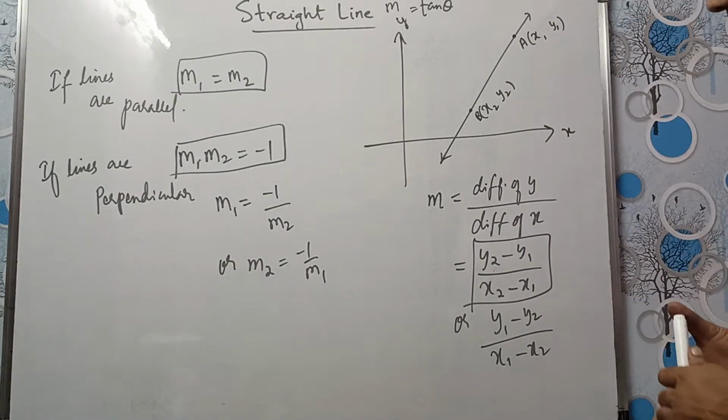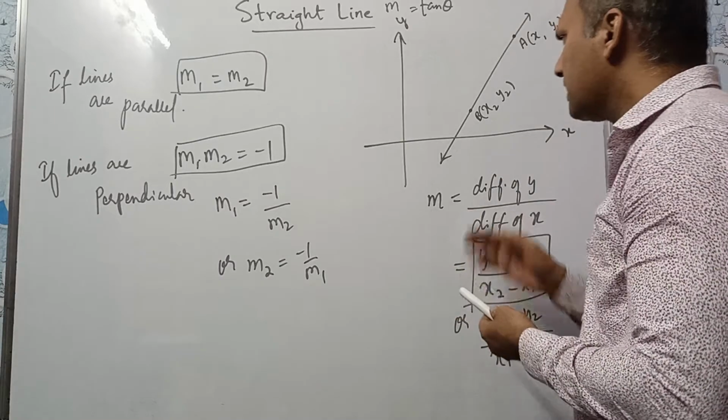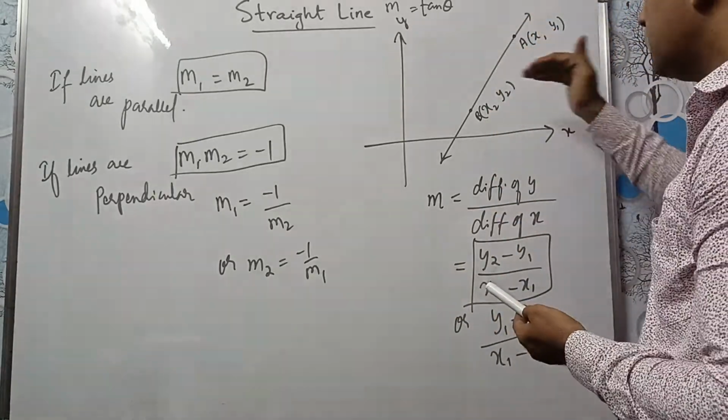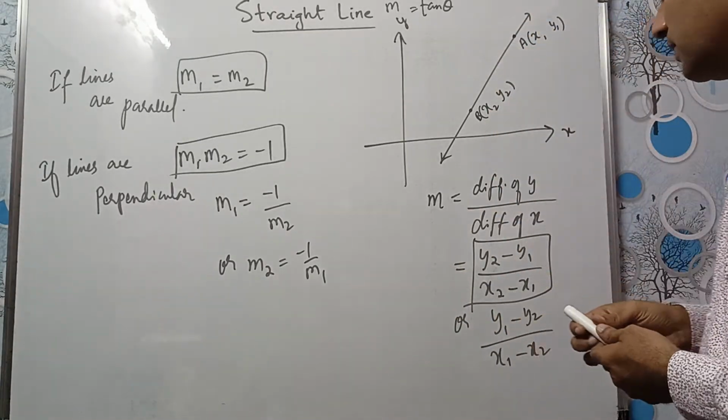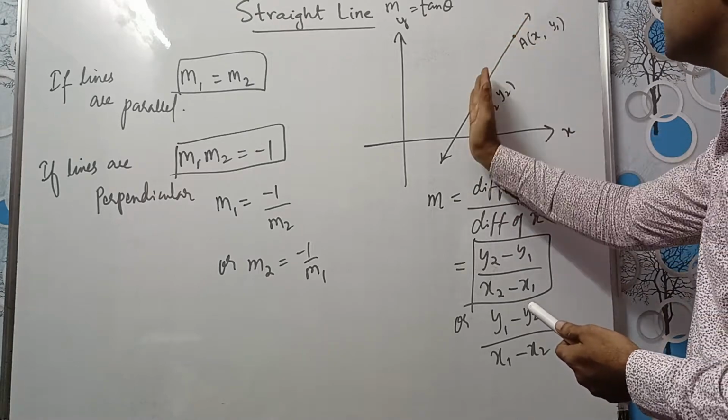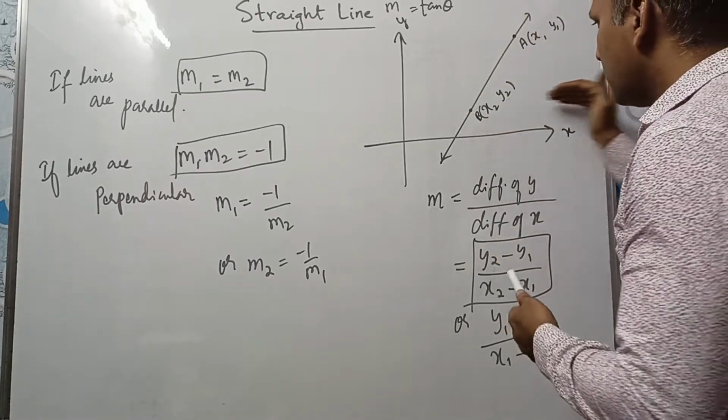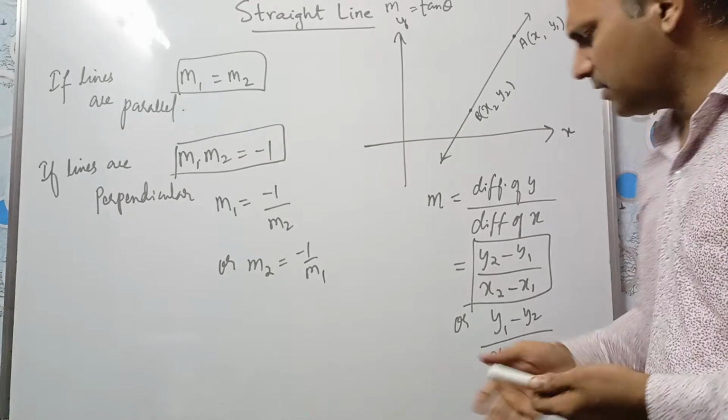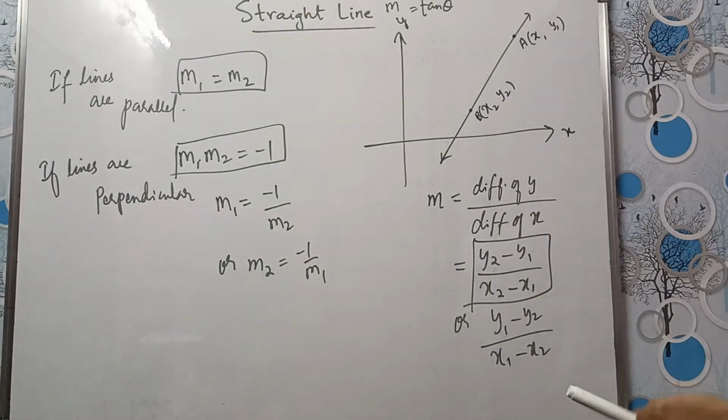This is sometimes called rise divided by run. Rise is the difference in the y-axis, and run is the difference in the x-axis. Or just remember it like this: (y2 minus y1) by (x2 minus x1). All right, so we'll do a few problems now.